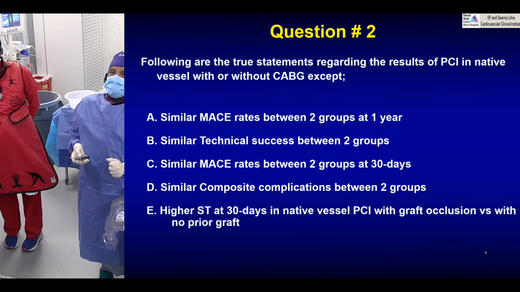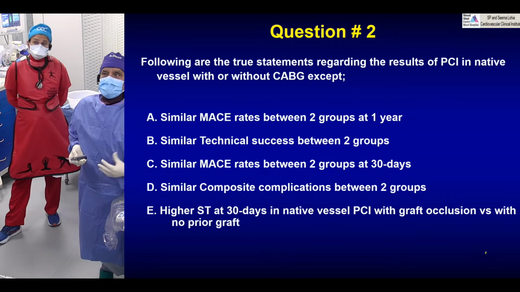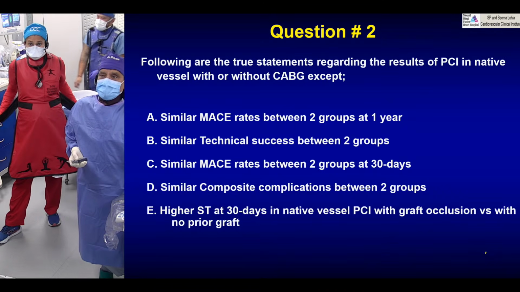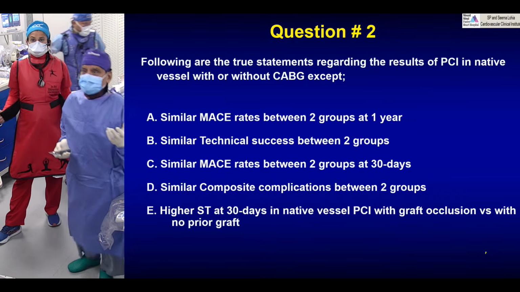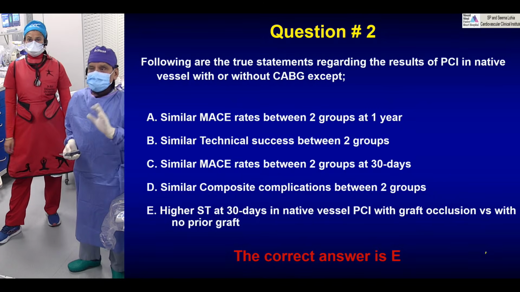Second question, following are the true statements regarding the results of PCI in native vessel with or without CABG, except: similar MACE rate, similar technical success, similar composite complication, and higher stent thrombosis at 30 days. The wrong answer is E, that higher thrombosis; it was similar.